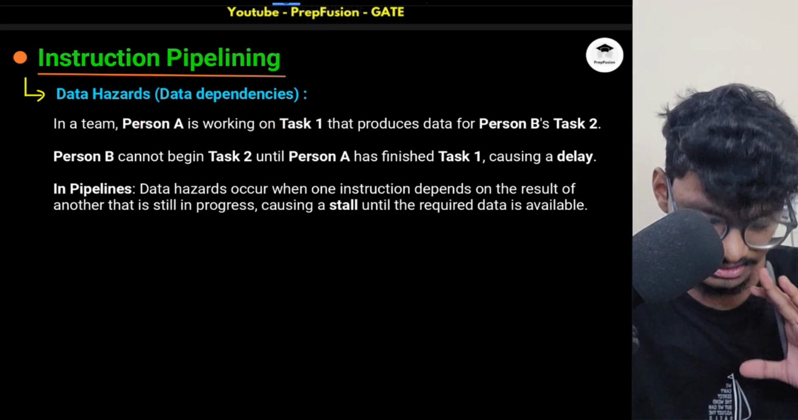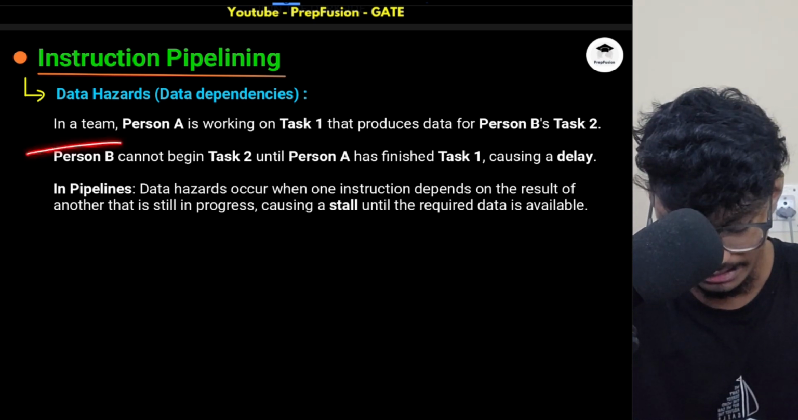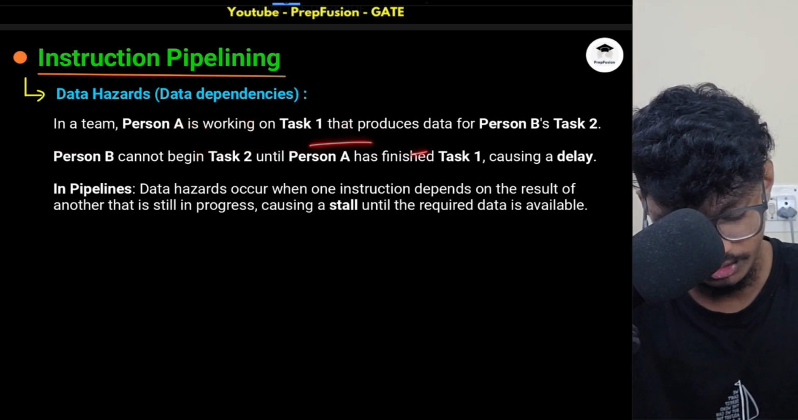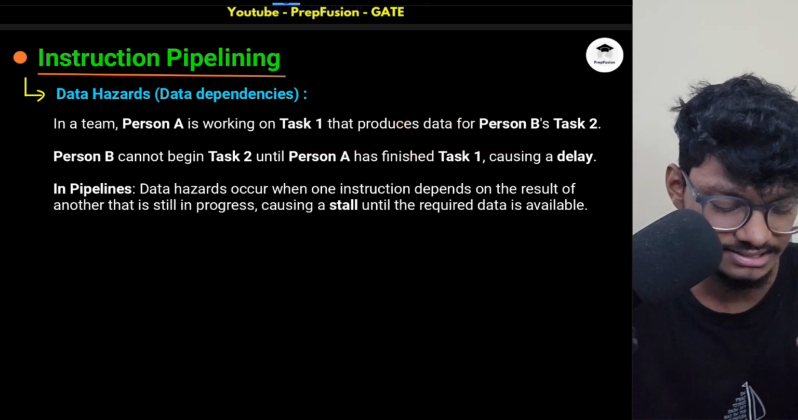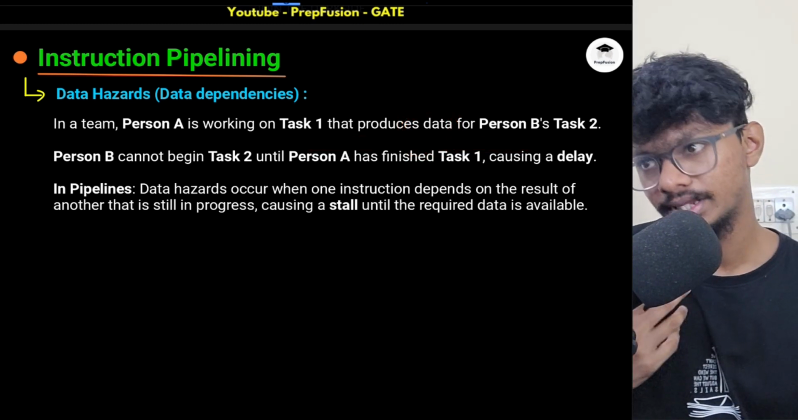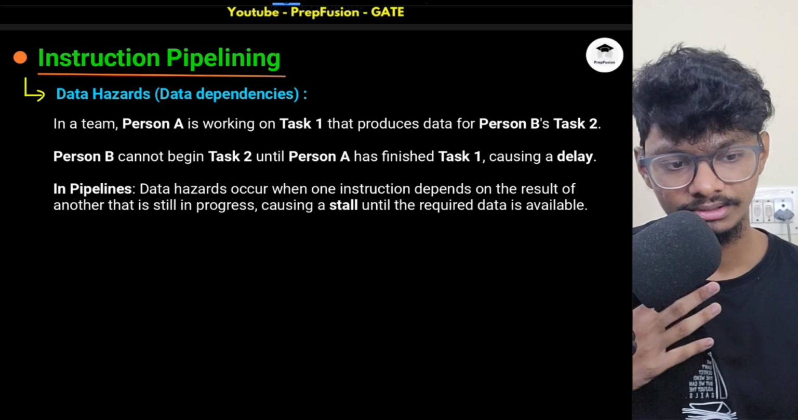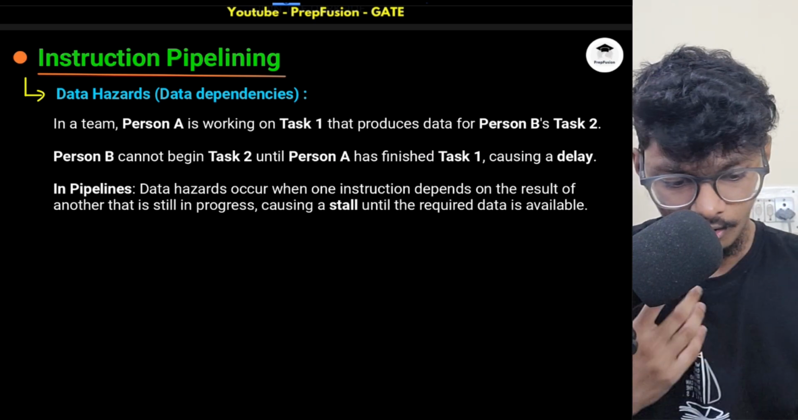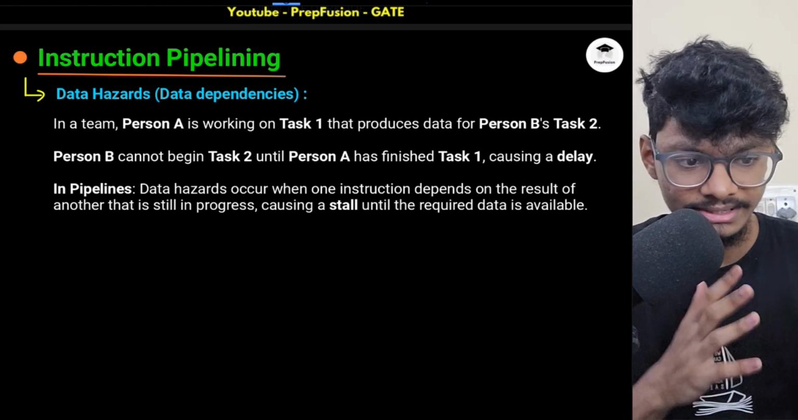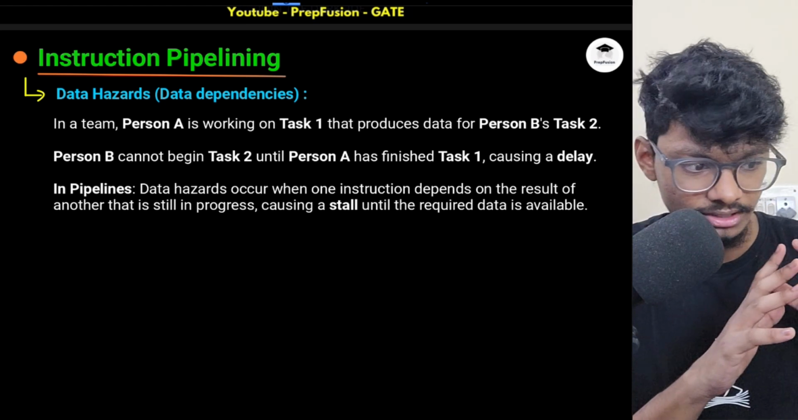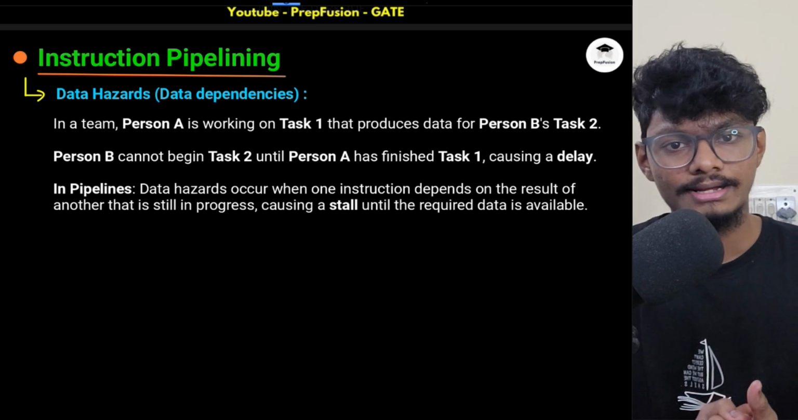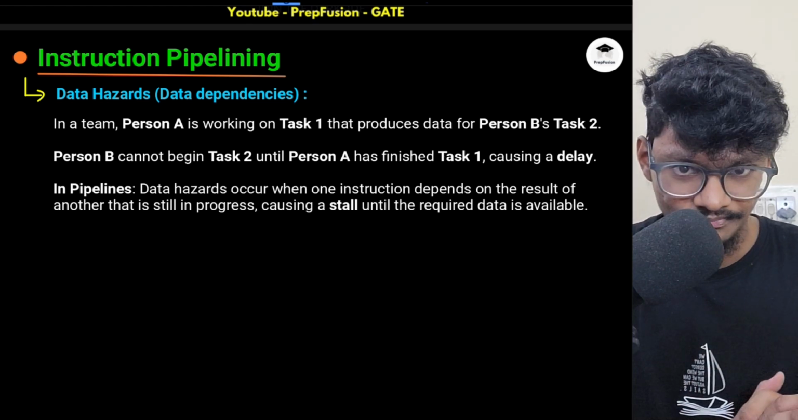Let me take an analogy. In a team, person A is working on task 1 that produces data for person B's task 2. So you are working on a project. Let me give you an example from the semiconductor industry. I am designing a particular chip.